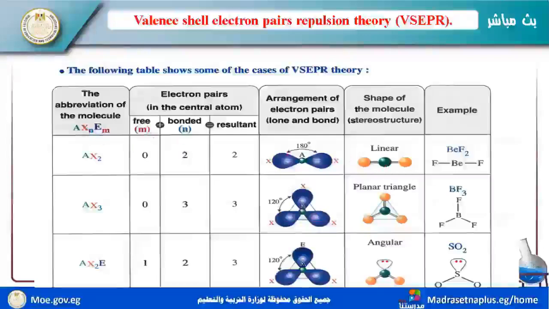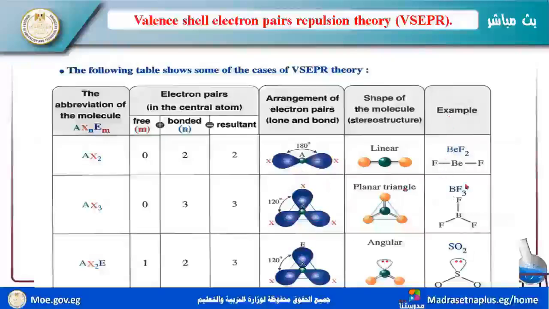We have lone pairs in these molecules: BeF2. I have fluorine and fluorine. This is a linear shape. This is example number 1, BeF2. Example number 2, BF3. Example number 3, SO2. Now we must discuss each one to know the difference between them in angle and shape.